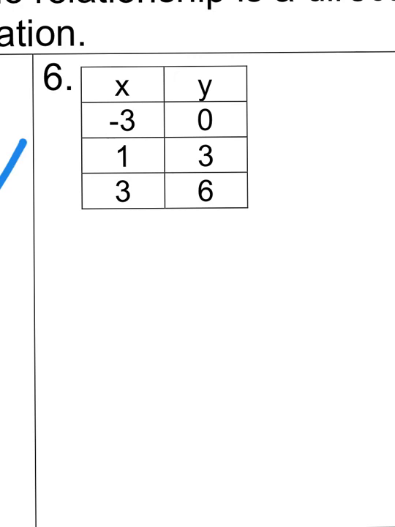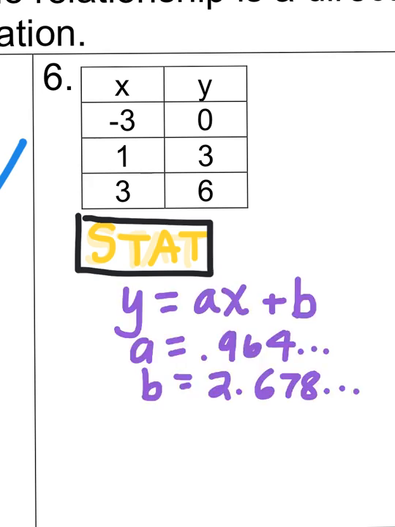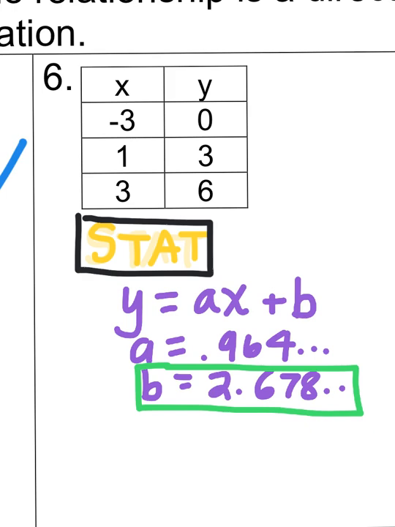Now let's move on to number 6. In number 6, I want you to begin by using your stat function. So pause the video and do that at this time. This is the information your calculator has given you, but what does it mean? Well, if we have a y-intercept that is not equal to 0, it is not a proportional relationship. That means it does not have direct variation.